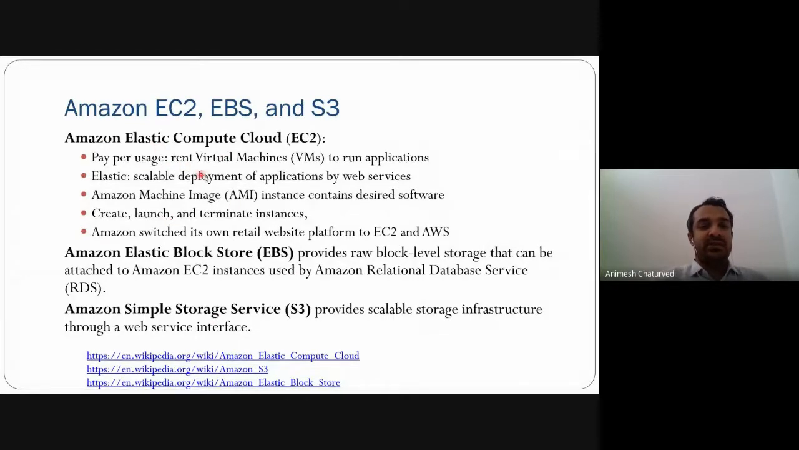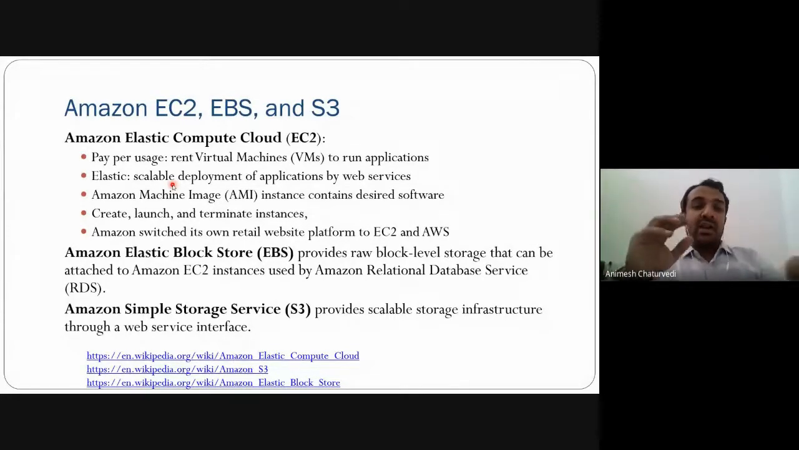These are the five basic properties it has. First, pay per usage: whatever our customer or client is using, they rent a virtual machine and run the application over it. Then elasticity: it manages EC2, does scalable deployment, and runs some applications over web services.